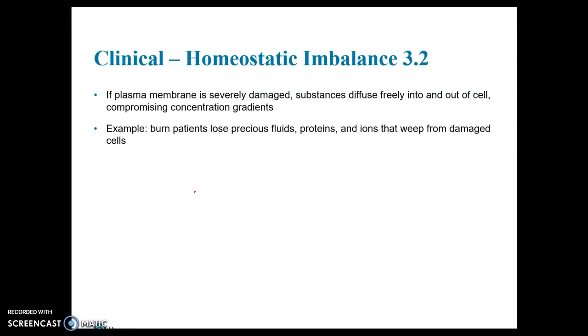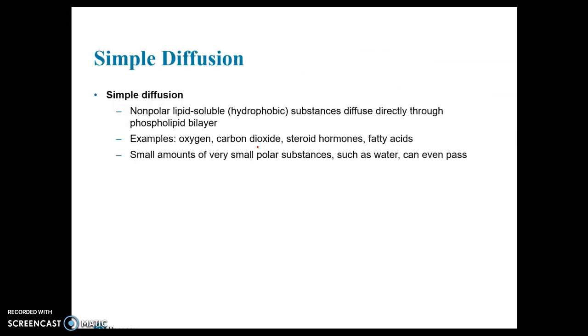So let's talk about a homeostatic imbalance. If the plasma membrane is severely damaged, substances diffuse freely into and out of the cell, compromising concentration gradients. Example, burn patients lose precious fluids, proteins, and ions that weep from damaged cells. So that is one reason we need the plasma membrane to be intact and not damaged.